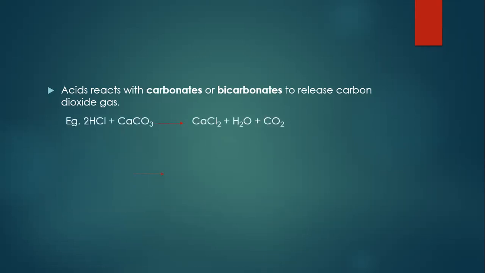Example, you have 2 moles of HCl plus calcium carbonate. So you see that the element calcium is there, then CO3 carbonate is there. So you can know that this one is a carbonate compound, and HCl is an acid. So the moment the two react with each other, calcium chloride is released. It's also a salt. Then water is released, H2O, plus CO2. That is the carbon dioxide that has been released.